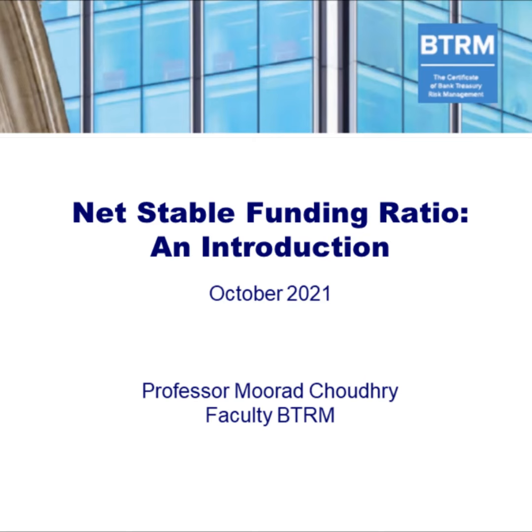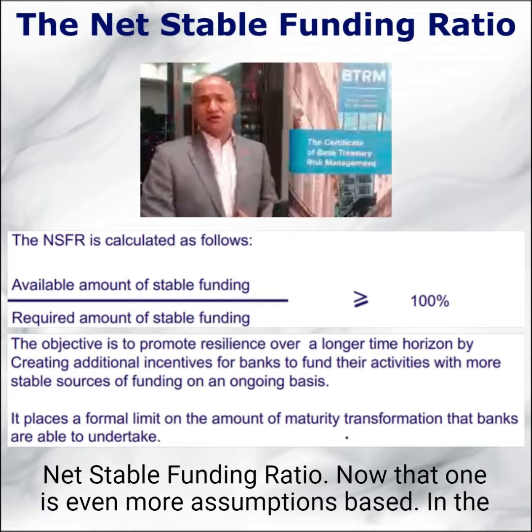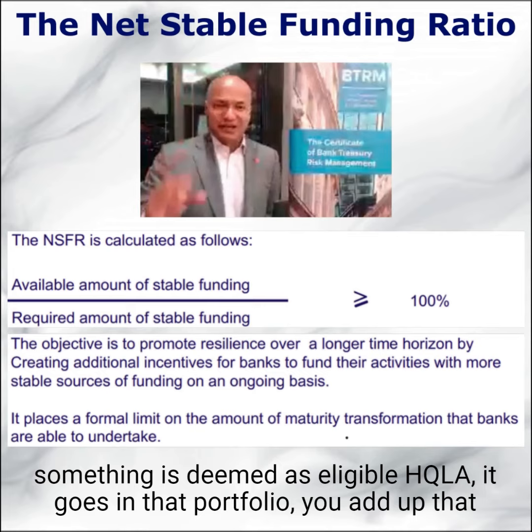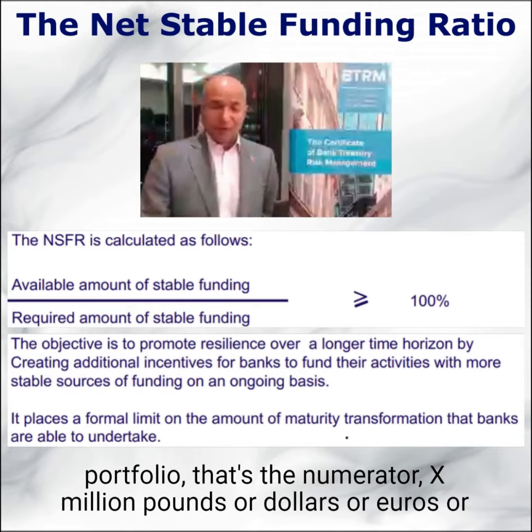Net stable funding ratio. Now that one is even more assumptions based. In the previous example, the numerator is a real live number. Once something is deemed as eligible HQLA, it goes in that portfolio, you add up that portfolio, that's the numerator, X million pounds or dollars or euros or any currency you like.